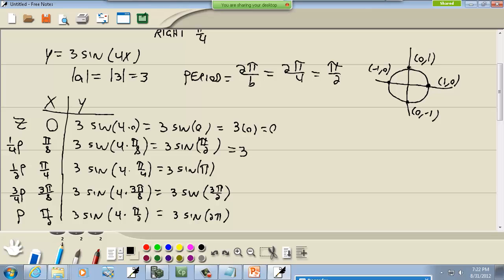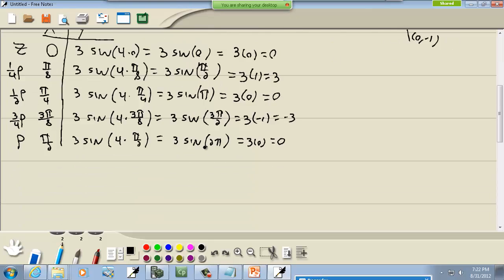I'm up here at pi over 2. Sine is our y, which is 1. So I got 3 times 1, which is 3. I'm over here at pi. Sine is our y, which is 0. So I got 3 times 0, which is 0. I'm down here at 3 pi over 2. Sine is negative 1, so I have 3 times negative 1, which is negative 3. And I'm back to 0 here, because remember, it's periodic, so it repeats.